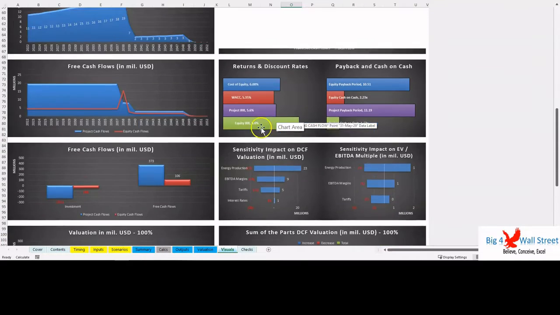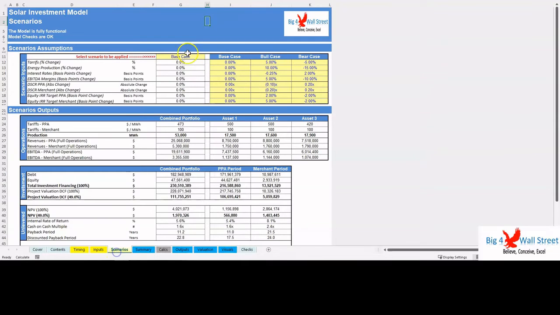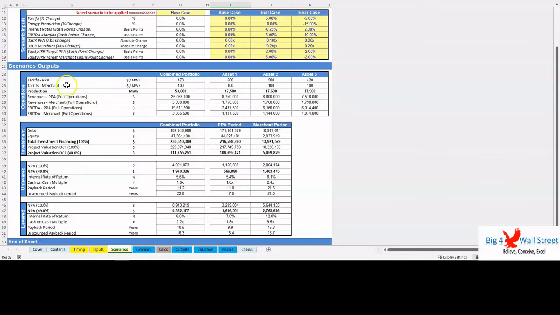Moving to the Scenarios tab, you can select from one of the 3 scenarios: base case, bull case, bear case. You can change the assumptions of each scenario on the right side of the worksheet. The scenario outputs are automatically calculated below, and the model is updated accordingly.